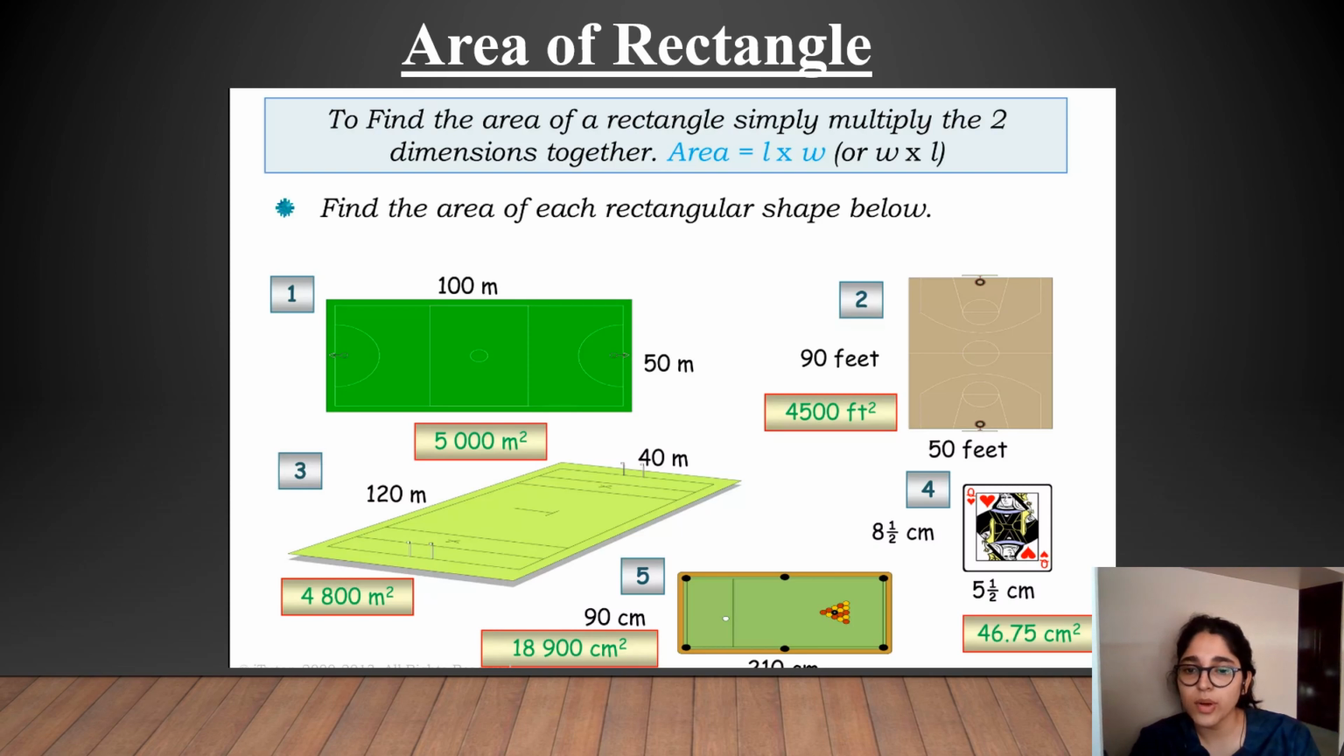Similarly, in this example, the card Queen of Hearts, the length is 8.5 centimeter and the breadth is 5.5 centimeter. So the area for this particular card becomes 46.75 centimeter square. Similarly, you can pause this video and try out the other examples, and you can check your answer to understand if your calculations are correct or not.